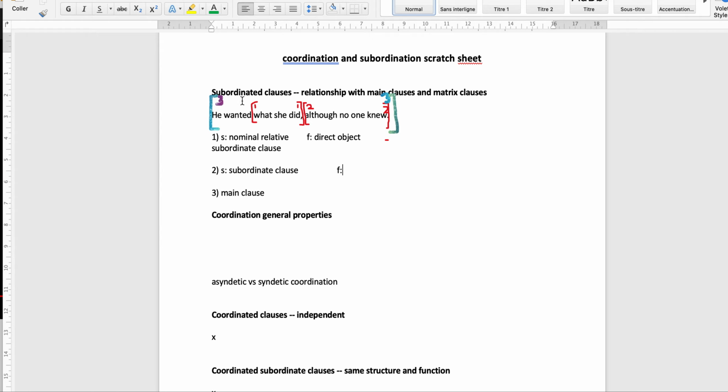this event, him wanting, right? It's giving information about it, and it's not a complement of that. When we have these sentences introduced by a subordinator, it means that it's not going to be a direct object like the nominal relative is. It's not going to have a nominal function like that. And so we looked at this and we said, oh, this is what we would call un complément circonstanciel. Ça serait qui exprime l'opposition, okay? Because although is a word that expresses opposition, right?